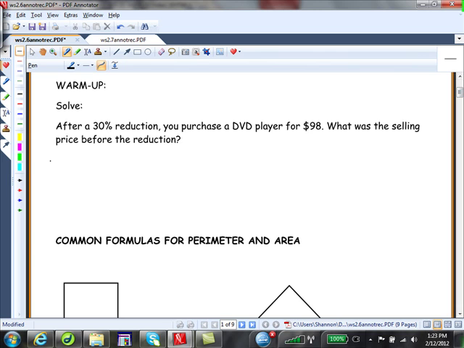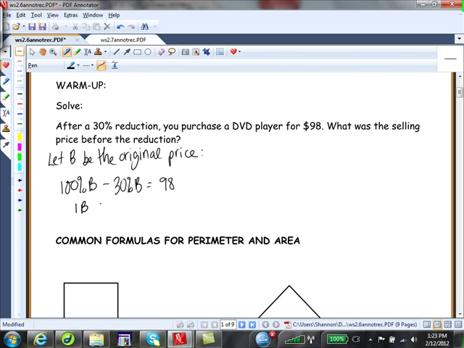Okay, let's see how you did. If we let b be the original price, do you see that we would have 100% of the original price minus 30% of the original price would be equal to the discounted price. So here, this would just be 1b minus 0.30b would be 98. And this, of course, would be 0.7b is 98.